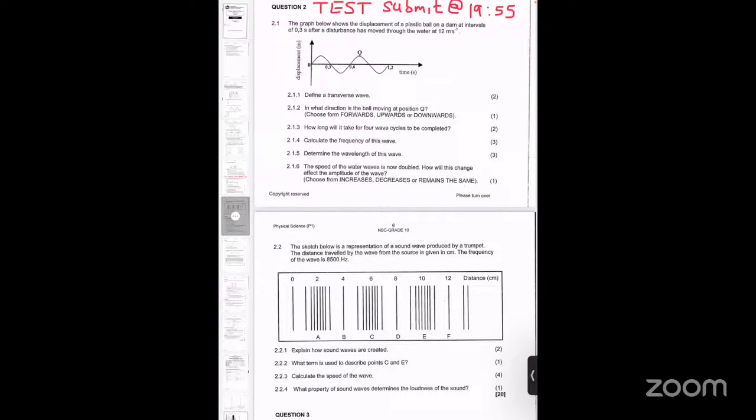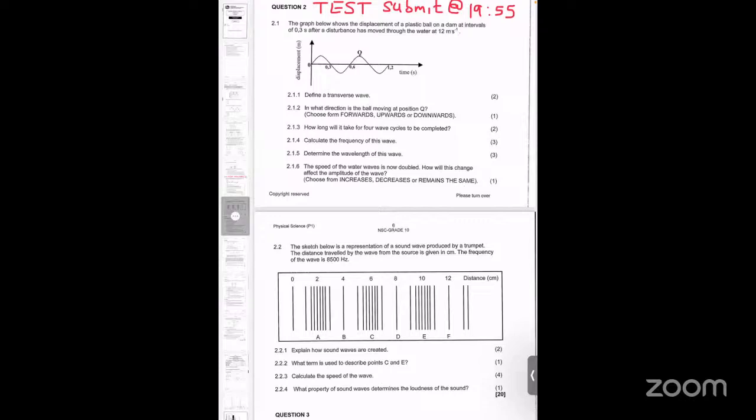Okay. Question number 2. Start with question 2.1. They say the graph below shows the displacement of a plastic ball on a dam at intervals of 0.3 seconds after a disturbance has moved through the water at 12 meters per second. You are given a displacement versus time graph over there. You will notice that time is measured in seconds and displacement in meters.